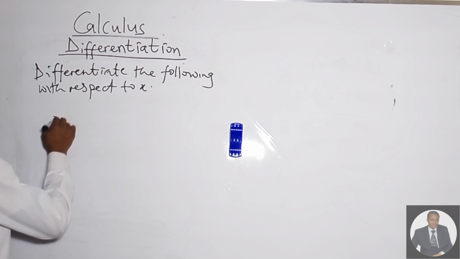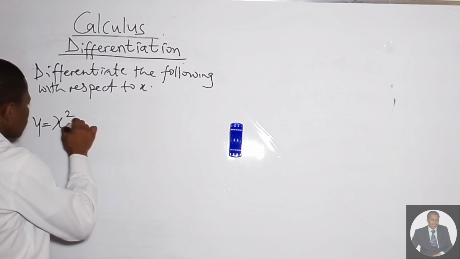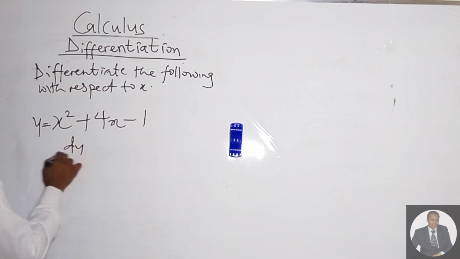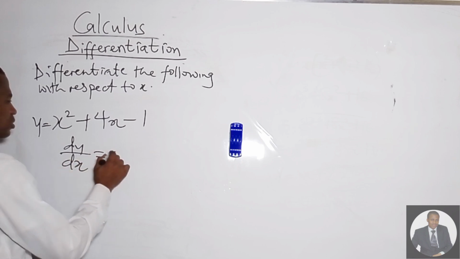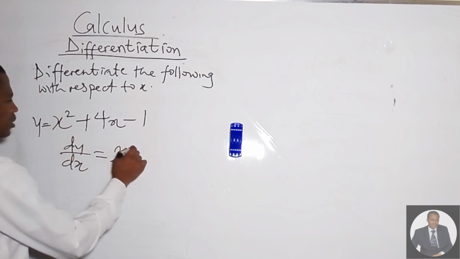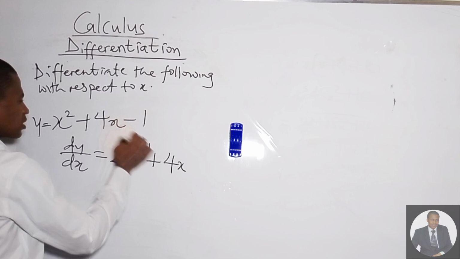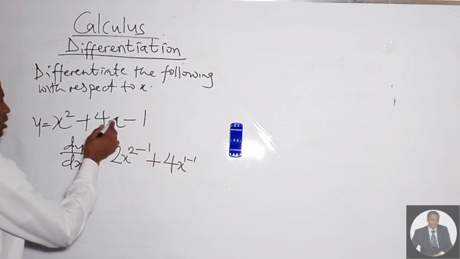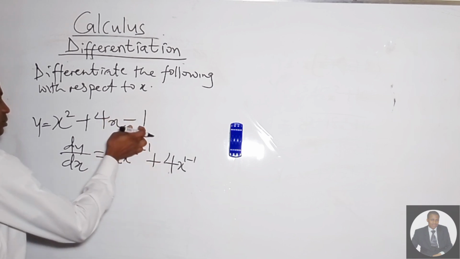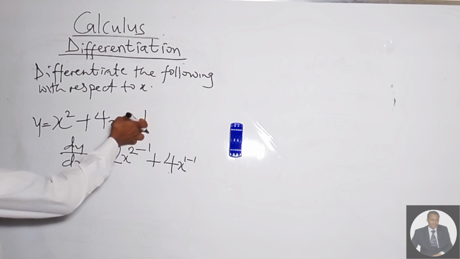Let's look at this. y equals x squared plus 4x minus 1. So if I were to find dy/dx of this, it will be 2. This 2 comes this way: 2x to the power 2 minus 1, plus 4x. What is here is 1, 1 minus 1. 1 times 4 is 4, so we just write the 4. Then the 1 here minus 1. Then dy/dx of a constant, the differential coefficient of a constant, is 0.